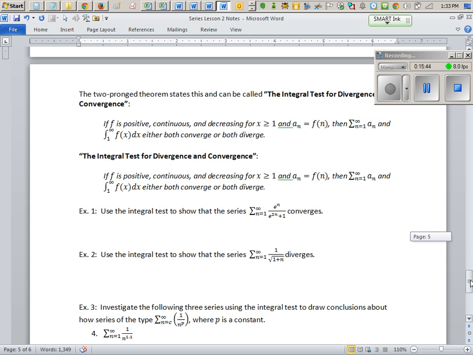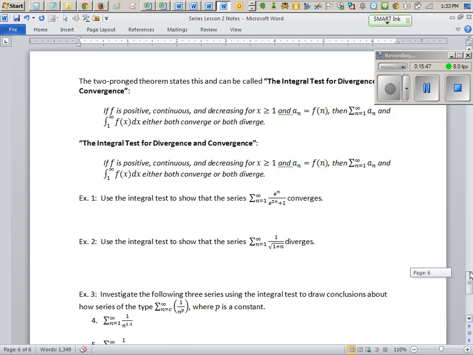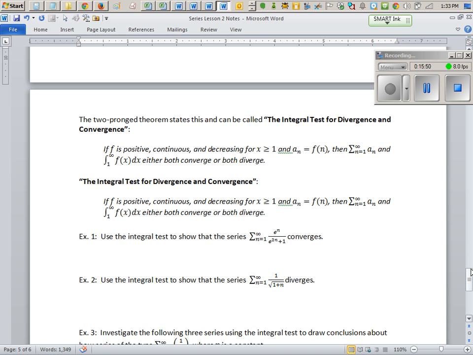Okay, so let's go down here now, and let's state this little two-pronged theorem. The theorem says this: if f is positive and continuous and decreasing, and you're trying to study a series that has the same expression f, then you can study the integral. And if the integral converges, then so does the series, and if the integral diverges, then so does the series. This theorem here is a little bit wordy, but it's just basically saying, take a series problem, turn it into an integral, do the integral. If the integral converges, then so does the series. If the integral diverges, then so does the series.